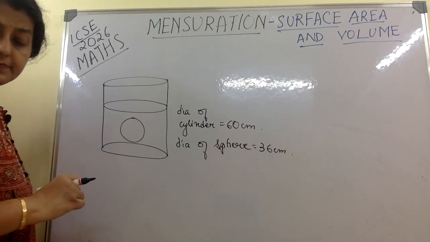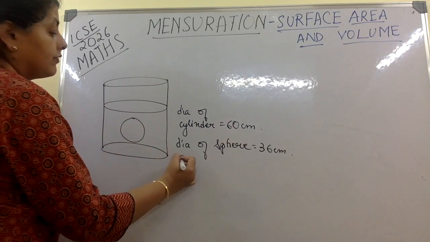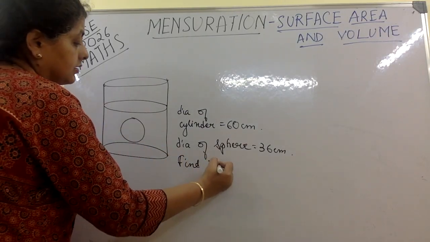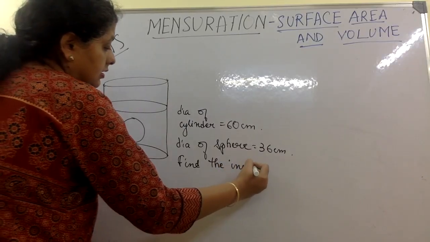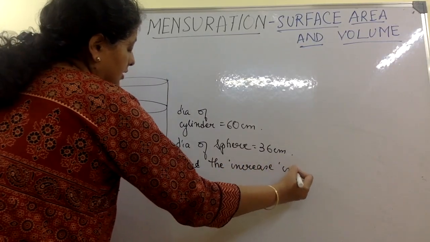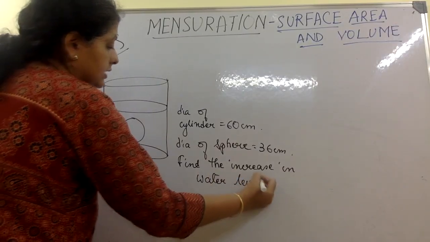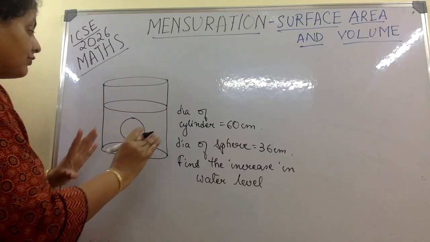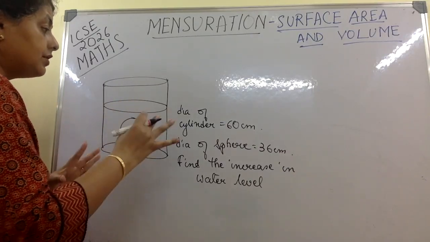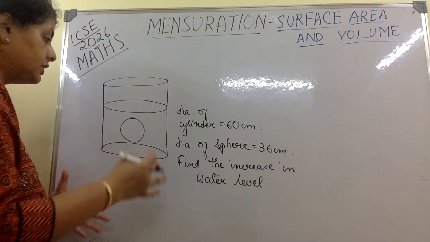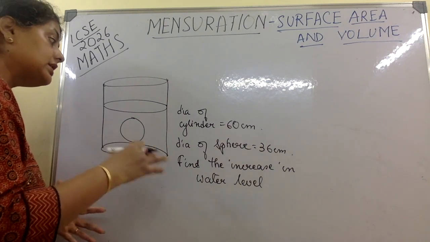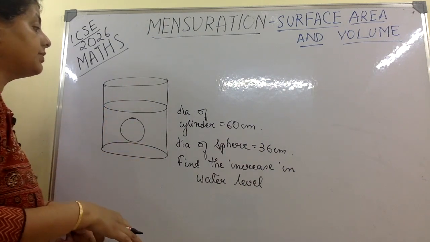Okay, so find the increase in water level. Now here see one thing. Diameter of cylinder is 60, diameter of sphere is 36. Find the increase in water level when this sphere has been dipped in the water.